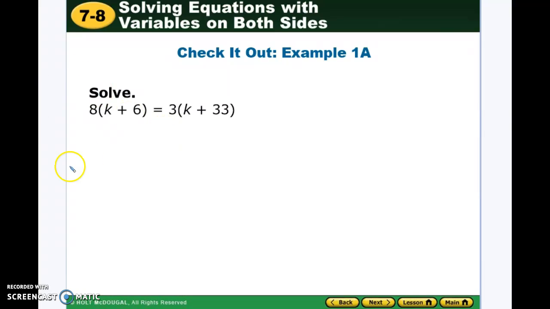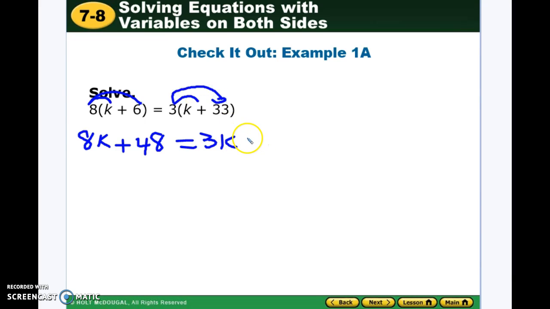Ooh, we've seen this before, but remember it was only on one side. So here we have 8 times k plus 8 times the quantity of k plus 6 is equal to 3 times the quantity of k plus 33. So first thing we want to do is go ahead and distribute the 8. So 8 times k is 8k. 8 times 6 is 48. 3 times k is 3k. And then 3 times 33 is 99. So remember to distribute to everything inside of the parentheses, please.